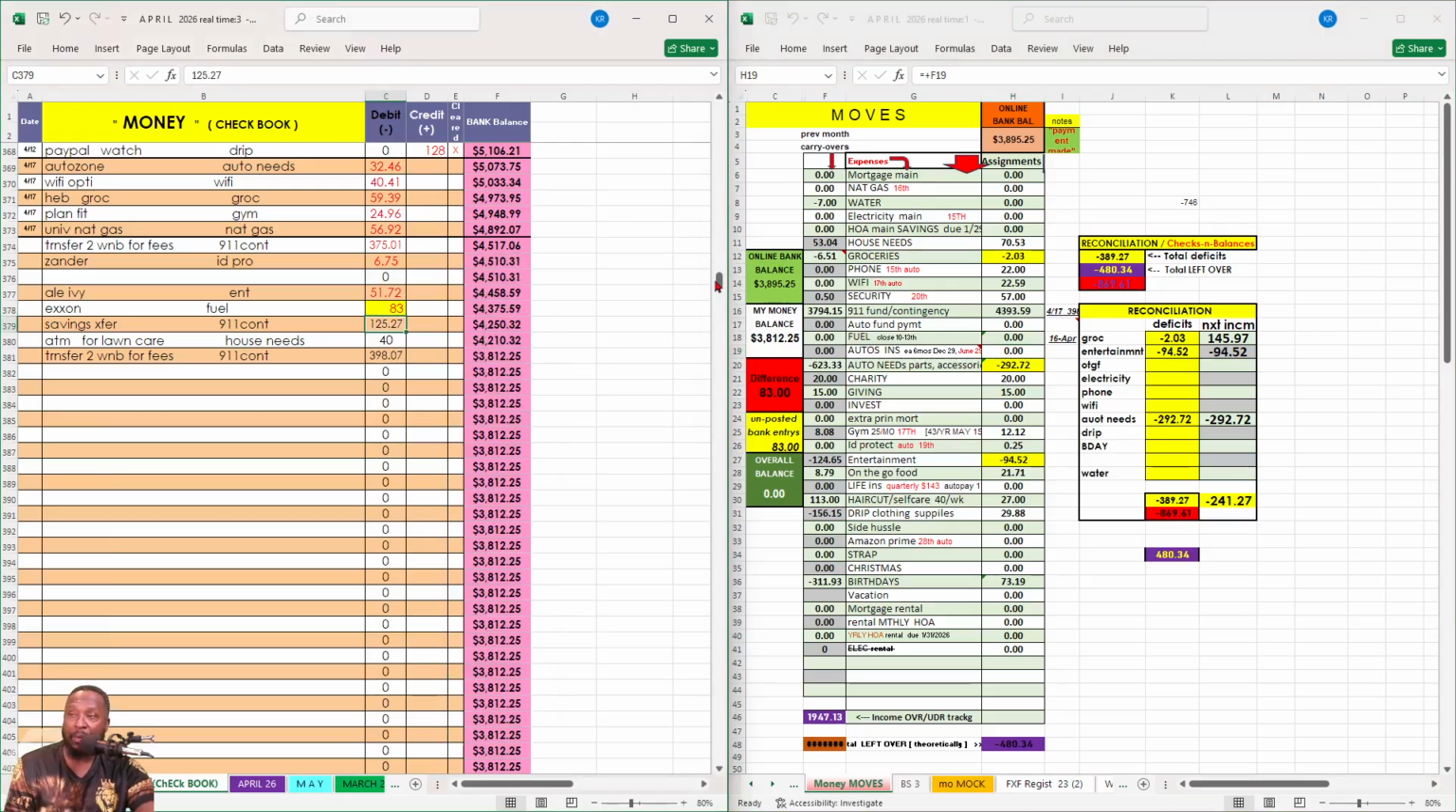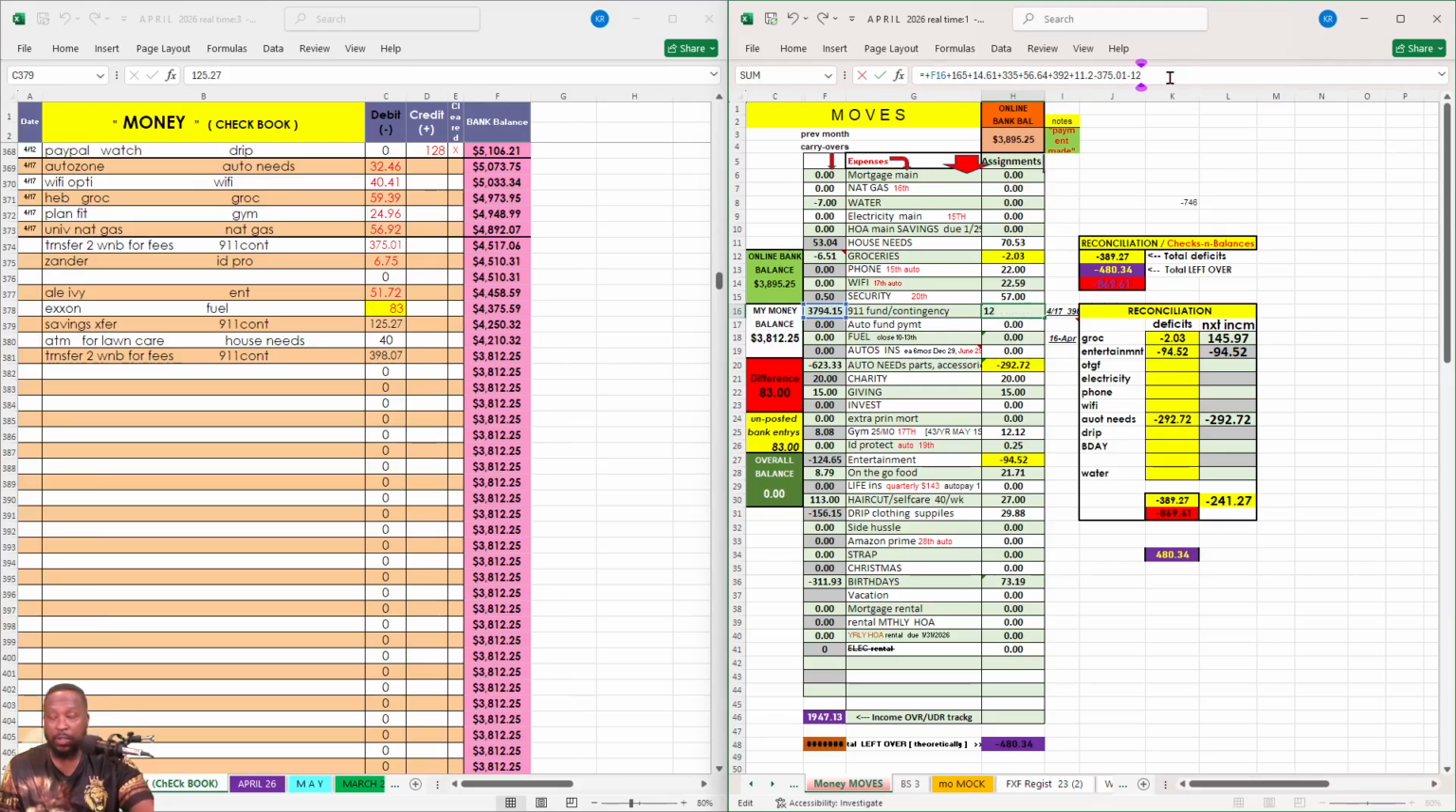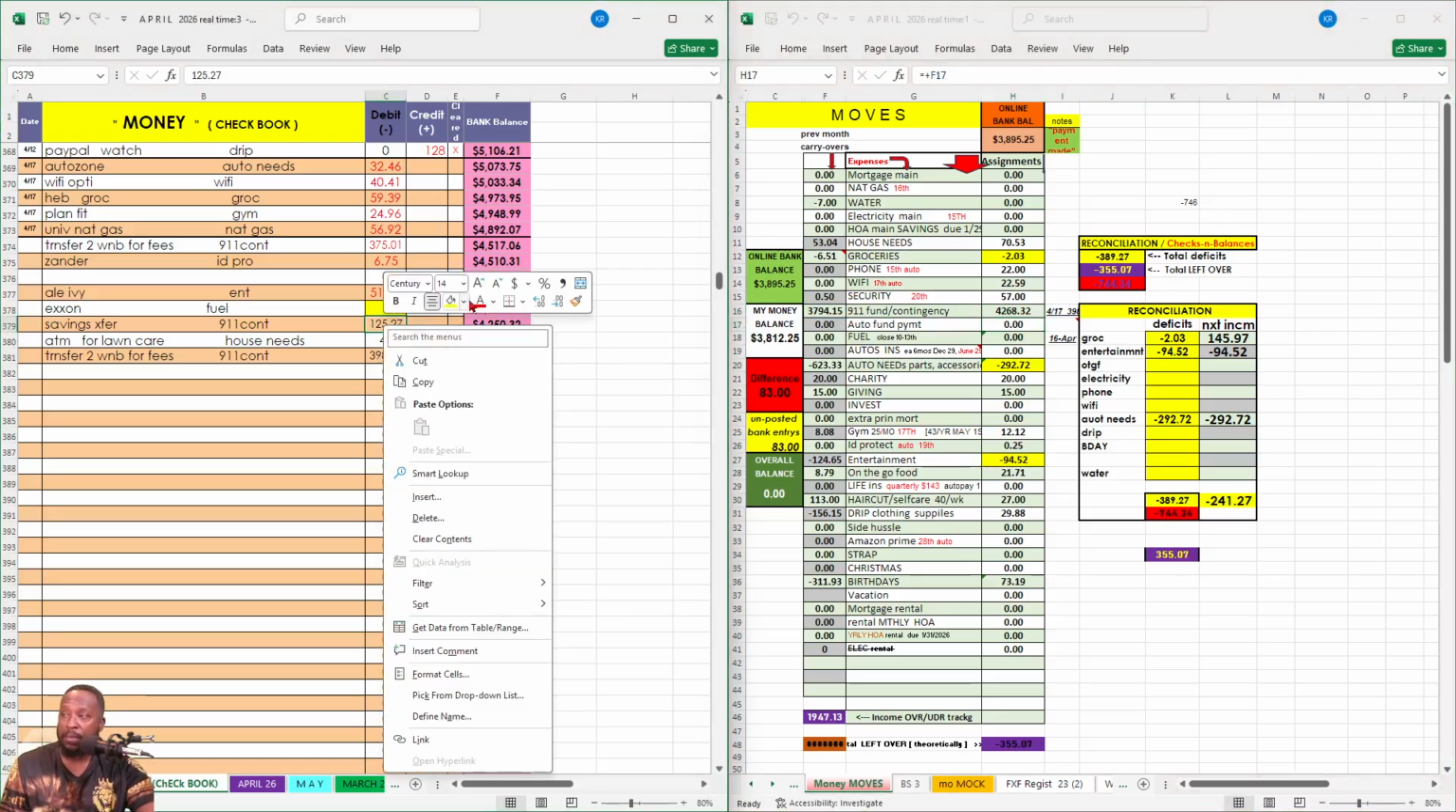125 coming out of the 911 contingency fund. Go over here, go up into the formula bar, minus 125.27, enter. Go ahead and mark it.